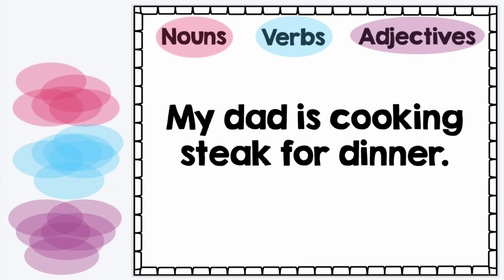So let's take a look at this next one. My dad is cooking steak for dinner. So there's going to be at least one noun. I see dad.